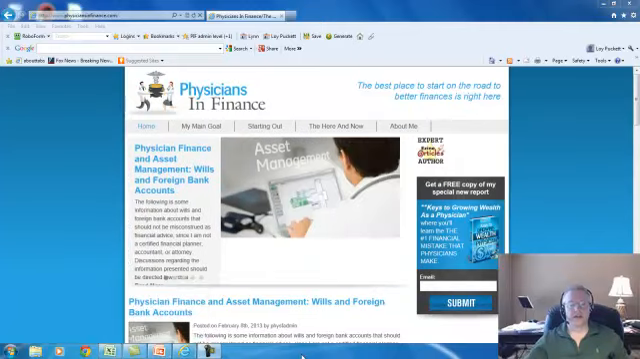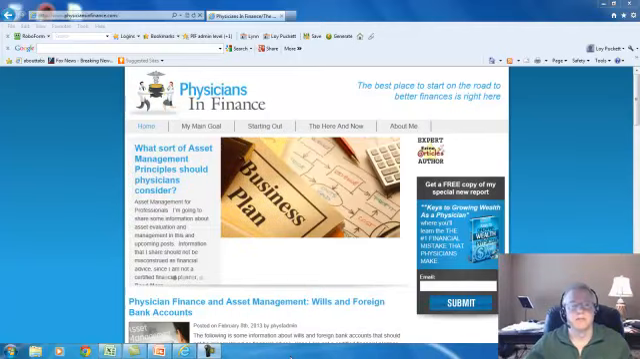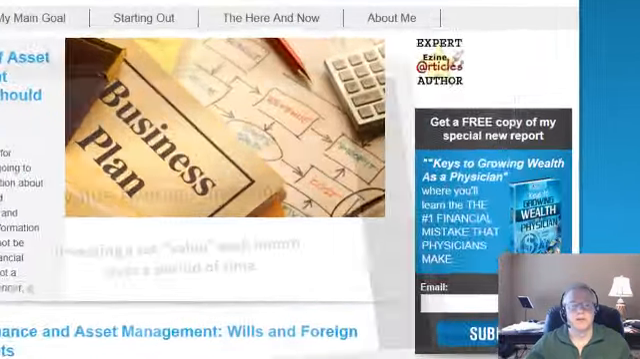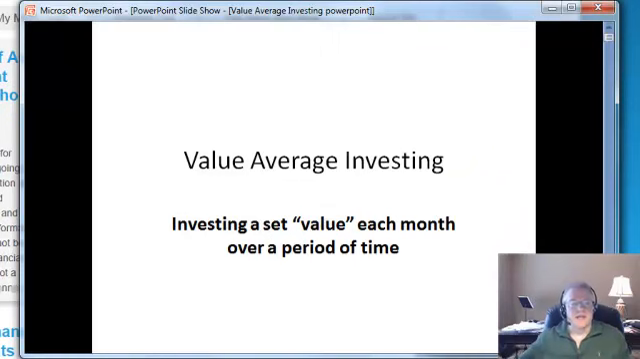Today I wanted to discuss the topic of value average investing, and I wanted to go over how you go through the process of doing that on a monthly basis. In value average investing, it's the practice of investing a set value each month over a period of time with a particular investment such as a stock. And let's use the example of Microsoft stock.